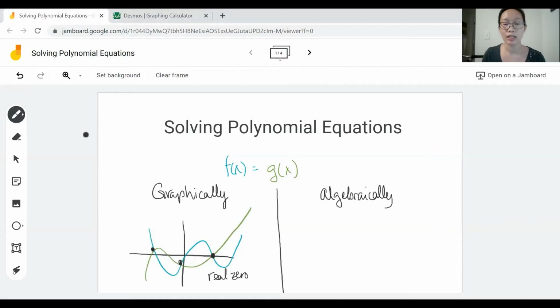And when we look at this algebraically, it means that they have coordinates in common. That means if I plug x1 into the polynomial, I get one output. And if I plug that same x into g, I get the same output. Let's take a look at an example.